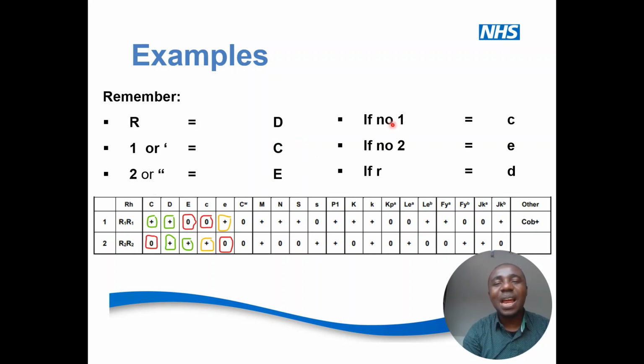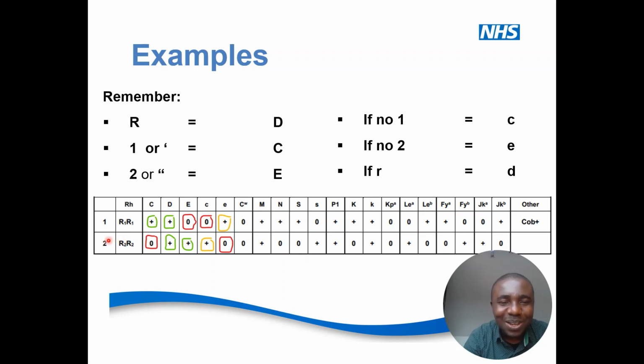And I said here, if there is no 1, instead of having big C, you are going to have little c. If there is no 2, instead of having big E, you are going to have little e. And of course, if there is little r, it's small d. Okay? And once it's small d, that means it is D antigen negative. Remember that what you can see here means that their blood has that antigen. But there's nothing like small D antigen, so that means it is D antigen negative. Anyway, let's see an example here.